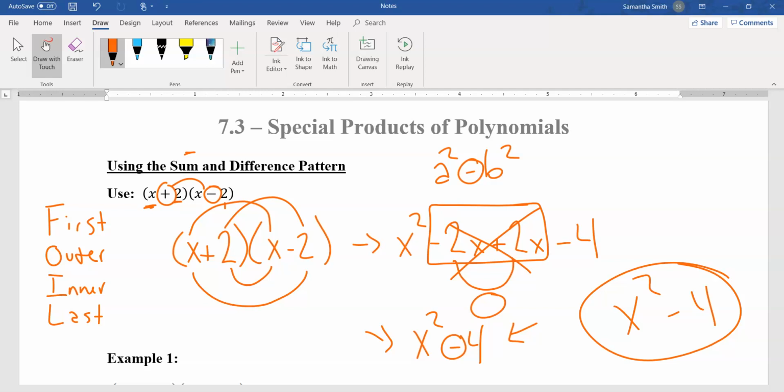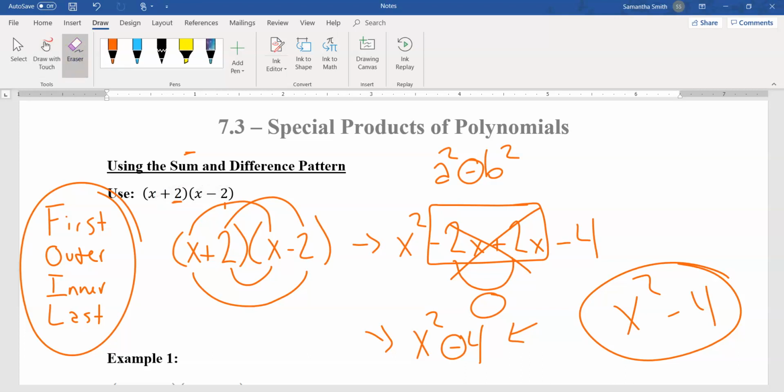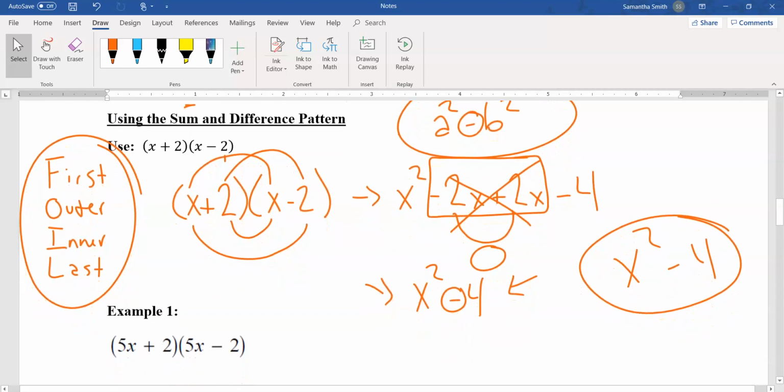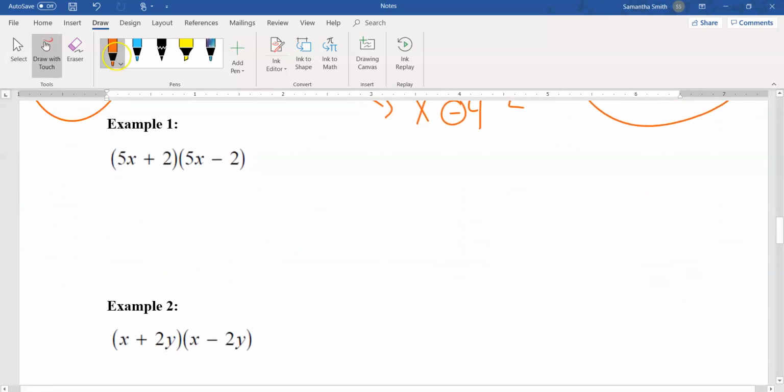So technically speaking, when you notice that this is the type of problem you're working with, you don't necessarily have to do the full FOIL. When you start recognizing it and you see, oh, I have the same A and the same B in both of my binomials, only one's positive and one's negative, I can immediately go straight to a squared minus b squared, and I know I'm done. I don't have to do the full FOIL. But I would rather see you do the full FOIL until you get it down. On your assignment, as you move forward, make sure that you're looking for and recognizing those different things, okay? So having said that, let's move down here to example number 2.